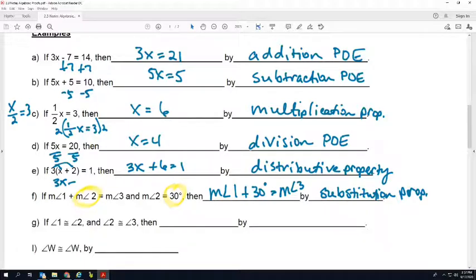Okay, next we have, angle 1 is congruent to angle 2, and angle 2 is congruent to angle 3. Then that's using the transitive property. Basically, we have this in common on both of those. That means that these two are congruent to each other. So angle 1 is congruent to angle 3 using the transitive property.